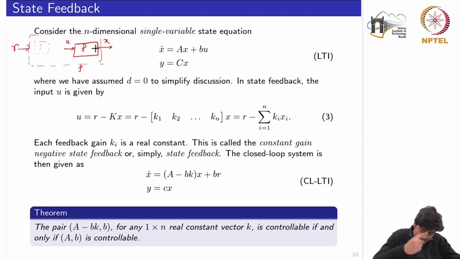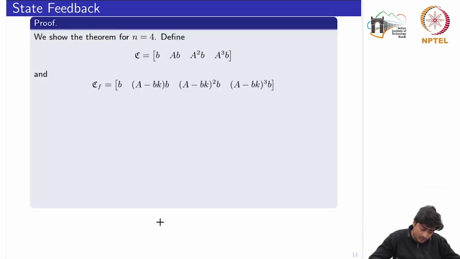Okay, so in this way we can see the significance of this theorem, but we can also see the formal proof of this statement. So we'll show this theorem by considering a 4-dimensional system where n is equal to 4. So we define the controllability matrix [B, AB, A²B, A³B].